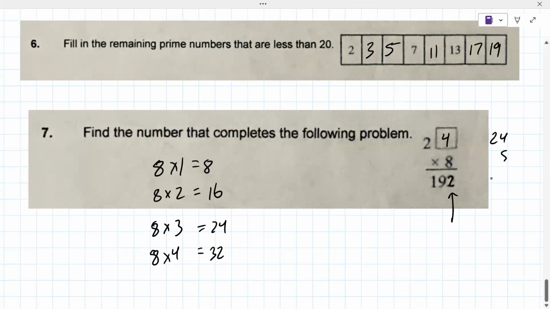So it's almost like you want to come off to the side and do it. 8 times 4 is 32, 2 with the carry of 3. 8 times 2 is 16, plus 3 gets you to 19. 19. Okay.